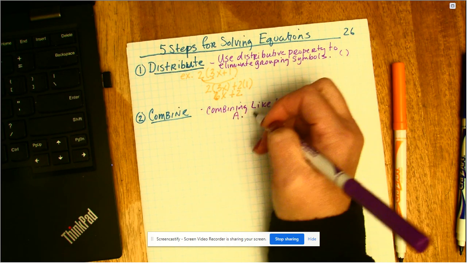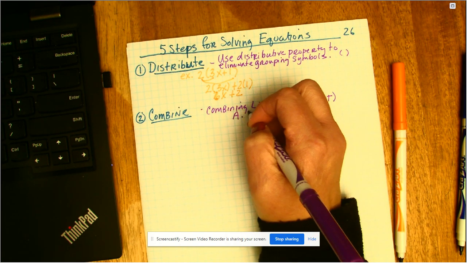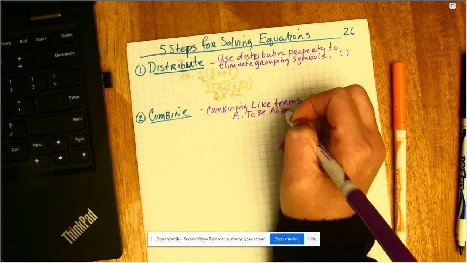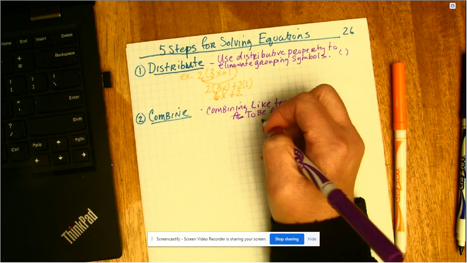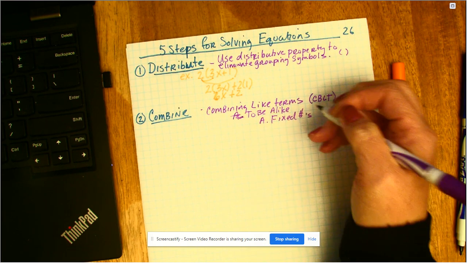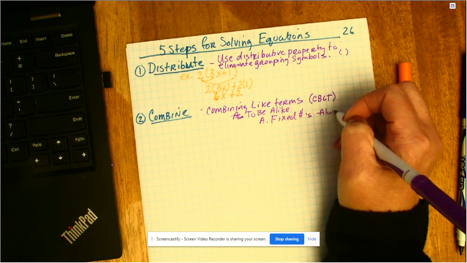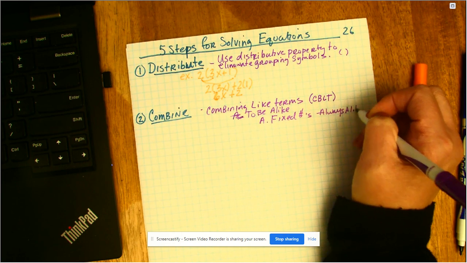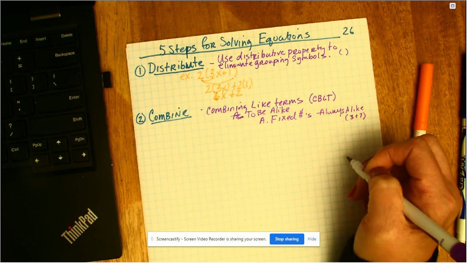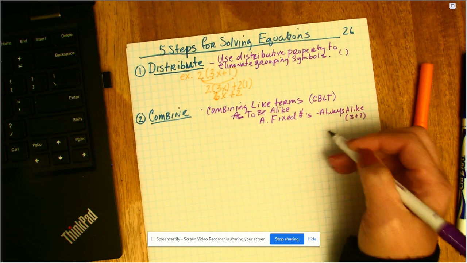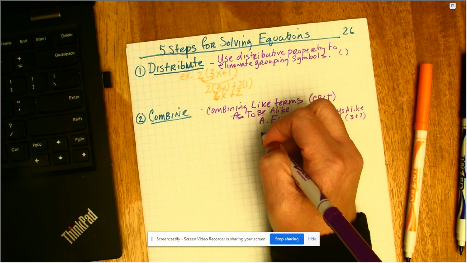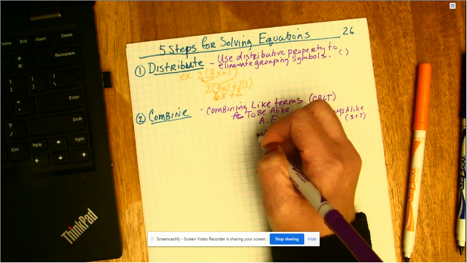A, to be alike, fixed numbers are always alike. An example of this would be like 3 plus 7. Those two things are alike. Anything that does not have a variable with it is considered a fixed number. So those would be alike. And then variable terms.